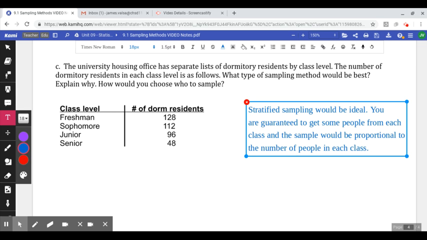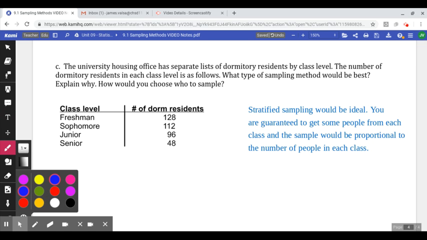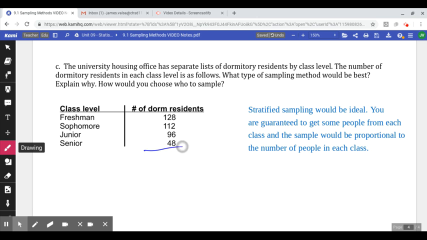So how would you do this? Well, in this case, you're going to find the total of all these people, which, if I'm using my calculator correctly, is 384. So let me write that down for you. So we've got the total here being 384. And then you would take each one of these freshman, sophomore, junior, and senior classes, and divide them by 384. So we'll go 128 divided by 384, which is a third, or 0.33.